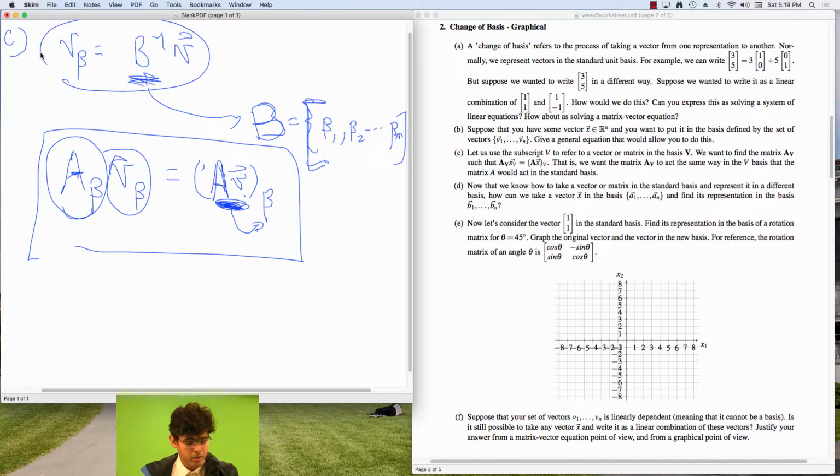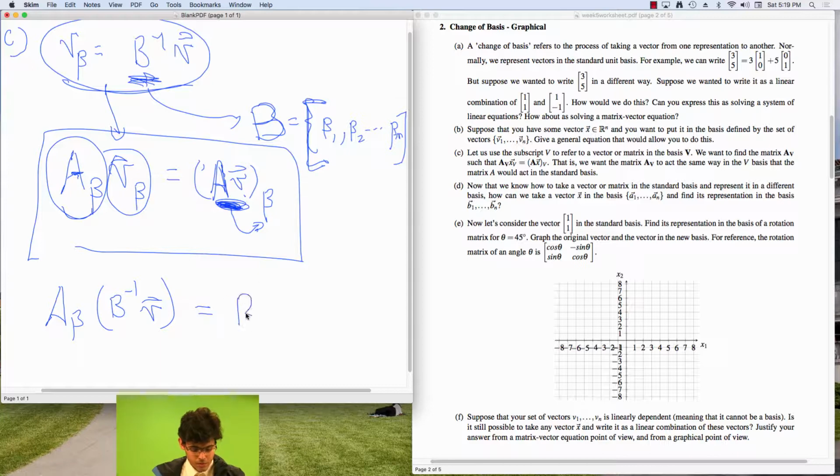What we're going to do is take the definition of V beta being equal to B inverse times V, and substitute it into this equation. So we get that A beta times B inverse V should be equal to B inverse times AV, which is like writing this equation. And now, on this equation, we can multiply B on both sides.